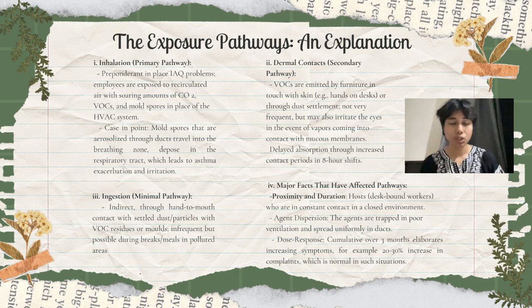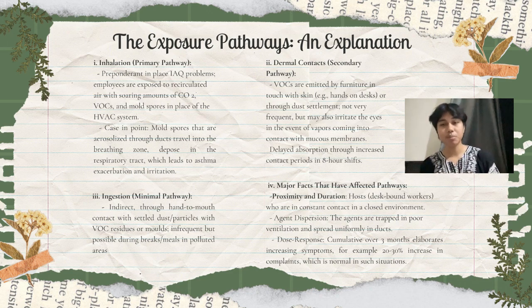Next, we have substitution. Substitution means replacing harmful materials with safer ones, such as using low VOC furniture or eco-friendly products. And then we have engineering control. This is very important in this case because the main issue is the poor ventilation. So we need to improve the ventilation system. We can increase the fresh air flow and maintain the air conditioning system regularly.